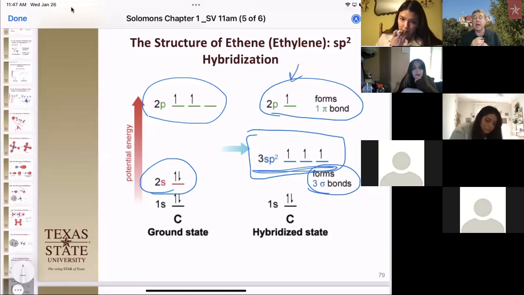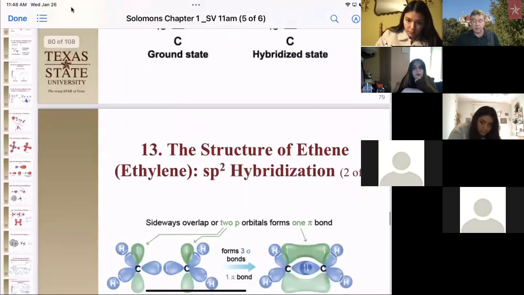P orbitals cannot, and they actually form a different kind of bond called a pi bond. And we're going to talk about that in a little bit. Okay, so instead of blending all 4 of these together, we only have 3 of them plus an unhybridized p. So what does that look like?